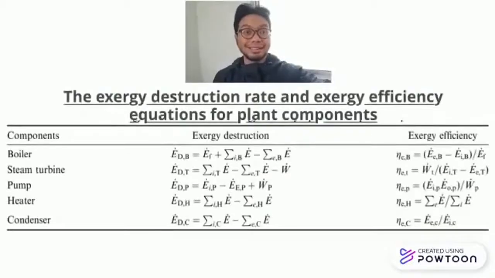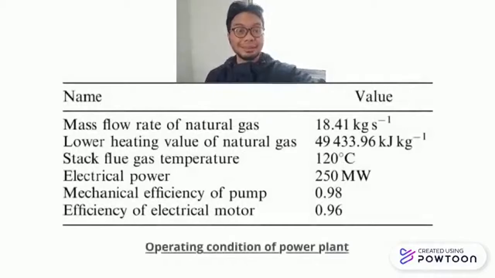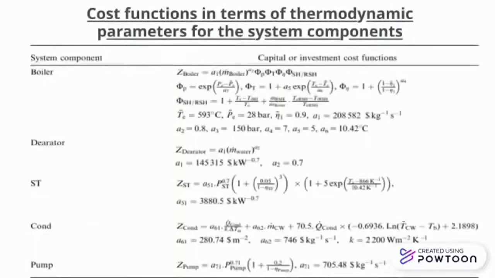Here are some examples of the table of the exergy destruction rate and exergoeconomic equations for the plant's components. Table for the operating conditions of the power plant. And the table for the cost function in terms of thermodynamic parameters for the system components.